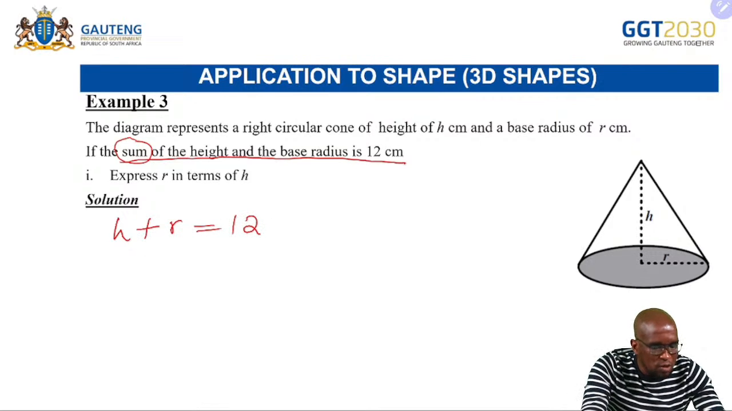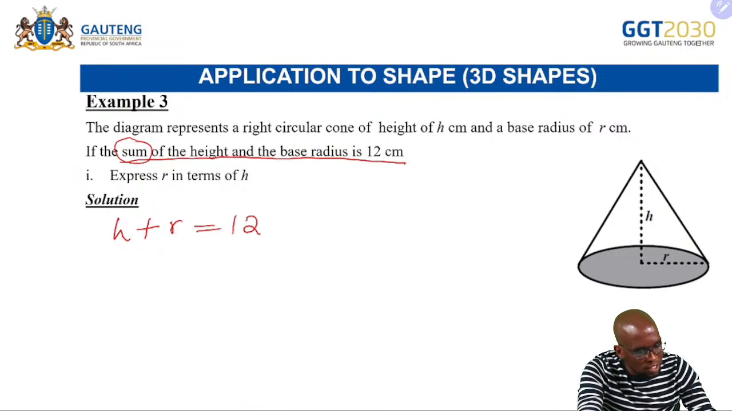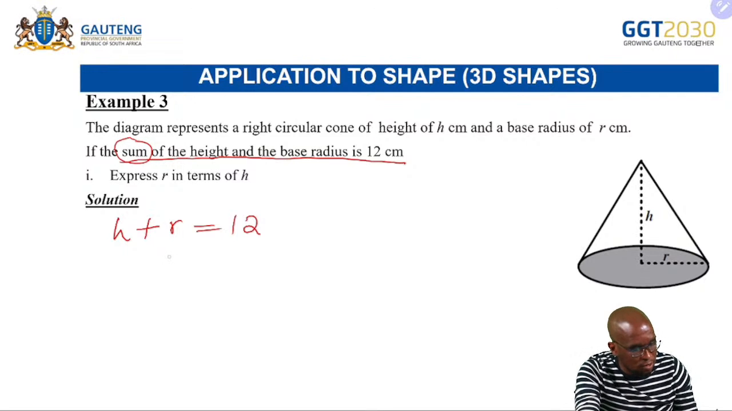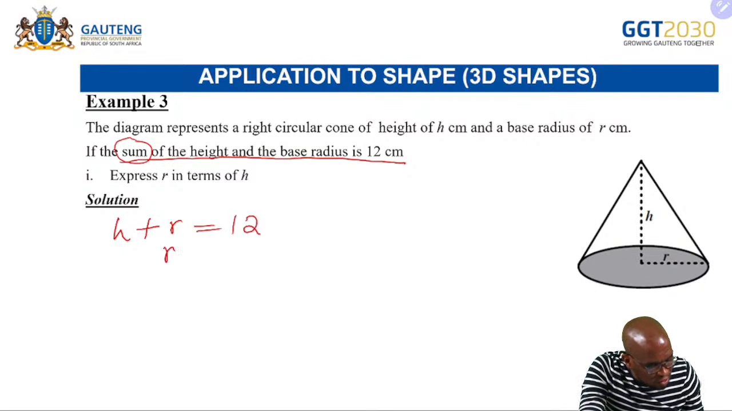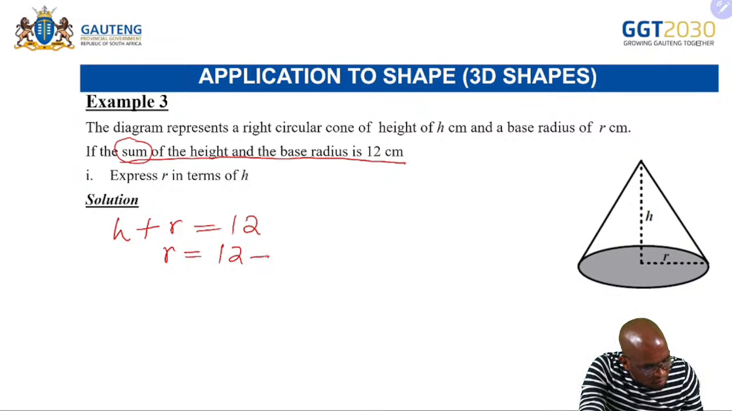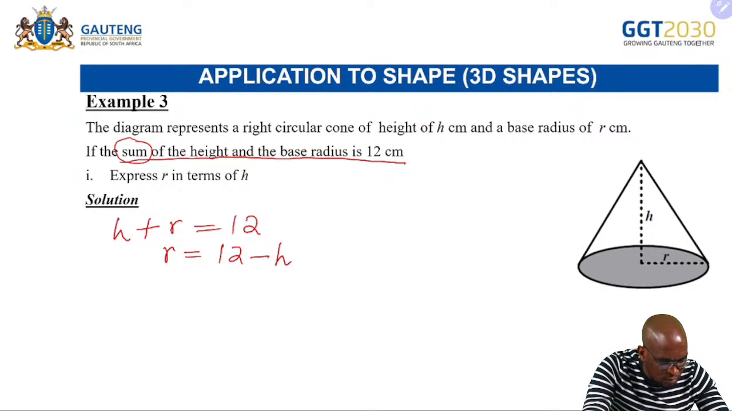Now the first question wants us to express r in terms of h. So we need to write r in terms of h, not h in terms of r. So we're going to transpose the h, so we have that this is 12 minus h. We've expressed r in terms of h. That's what we wanted to do for the first one.